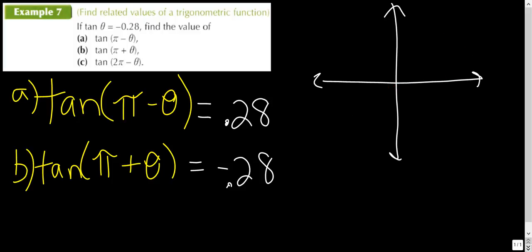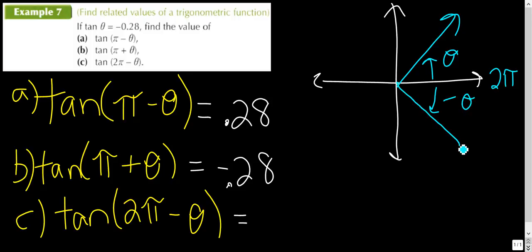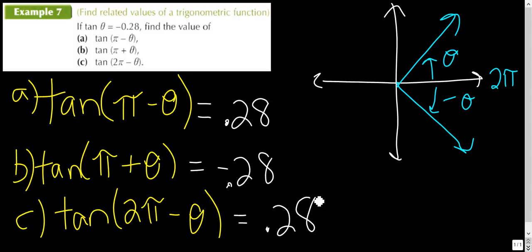So now let's look at C, the tangent of 2 pi minus theta. Well, what does that do? Here's my theta. If I take 2 pi, which is the same as 360, and I take away theta, what's happening to my tangent value? You can see that, again, they're slopes. They're exact opposites of each other. So this is actually a positive 0.28 as well.